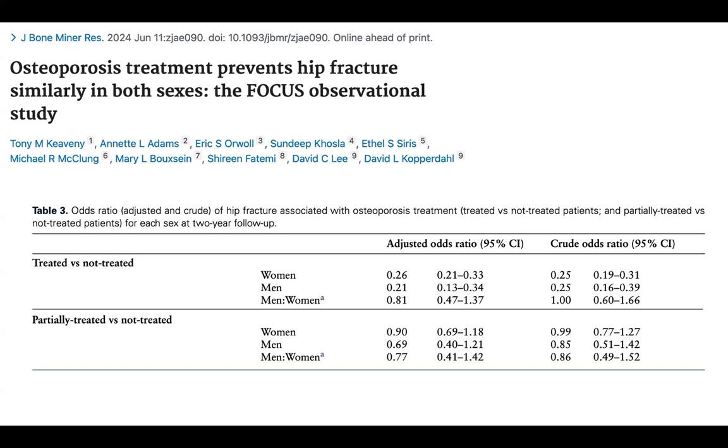medication. And out of about 2,000 patients, 34% of women and 24% of men were treated with alendronate, and the rest were not treated. 32% of women and 12% of men had their first hip fracture after that CT scan. So the odds ratio of a hip fracture for treated versus non-treated was 0.26 for females and 0.21 for males. So basically the conclusion is that osteoporosis treatment prevents hip fractures similarly in both men and women. So these medications work.